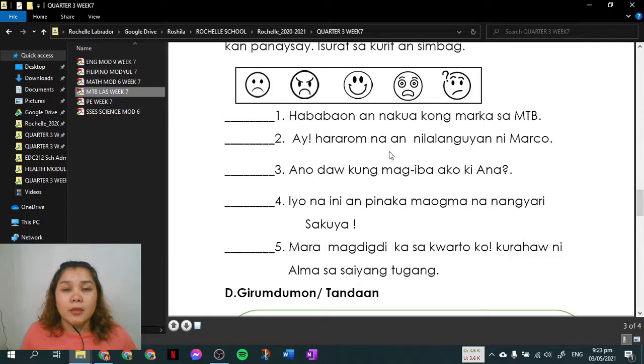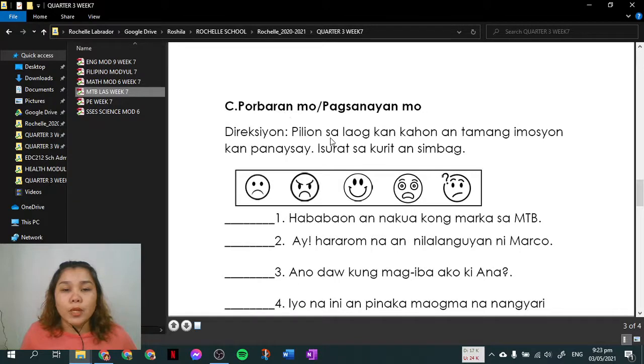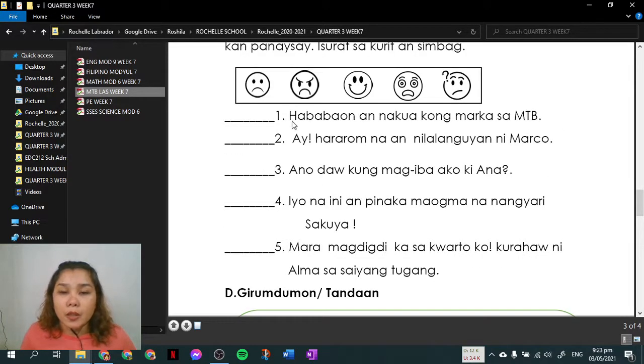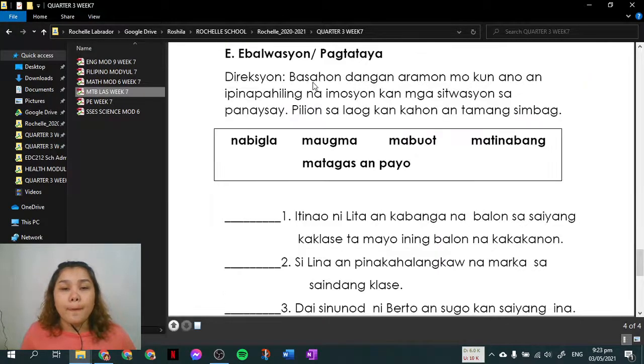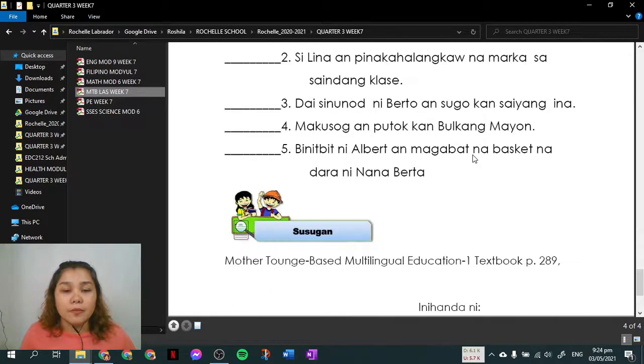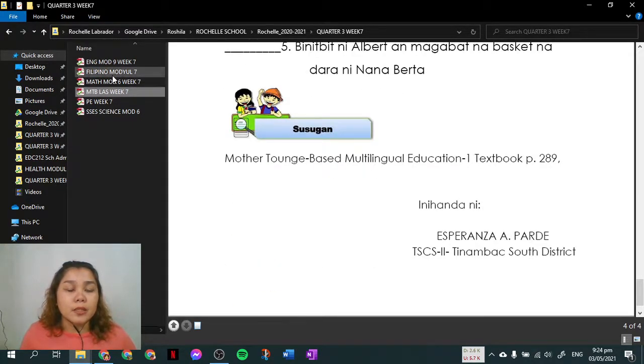And then, for practice, you have to write the correct feeling for the given sentences, for the given situations. Then discussion, then evaluation. So, there are choices now, not the emojis anymore. So, nabigla, maugma, mabuot, matinabang, matagas ang payo. You need to write it on the blank. So, that's it.